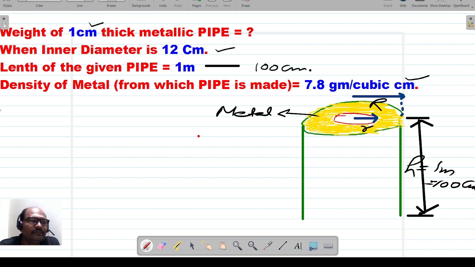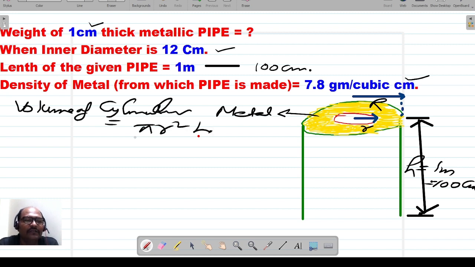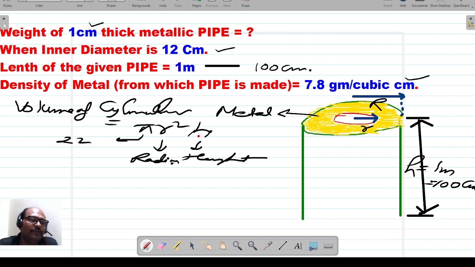It's 100 centimeter. Now we know that the volume of a cylinder equals pi r square h. This is a general formula, students, which you need to remember. H is the height, r is the radius, and pi is the value 22 by 7 or 3.14. So here is a pipe. For a pipe, we'll find out the volume of the outer cylinder, that means the cylinder with the capital R as radius, and from that we subtract the volume of the hollow part, which is a cylinder with a small radius r.